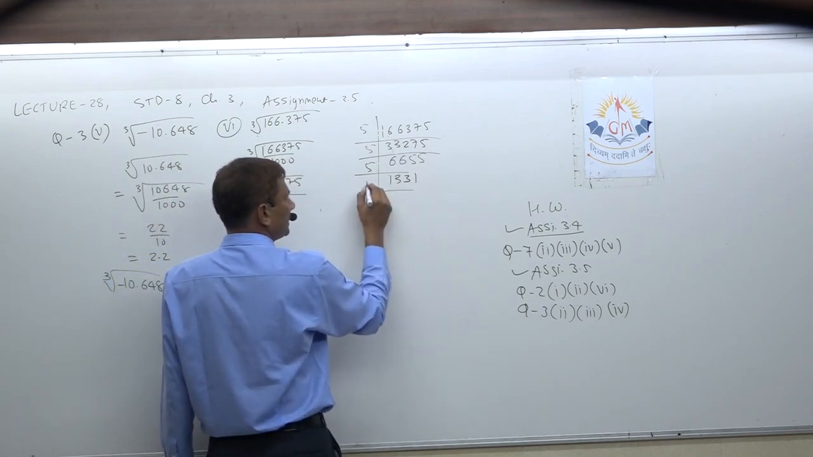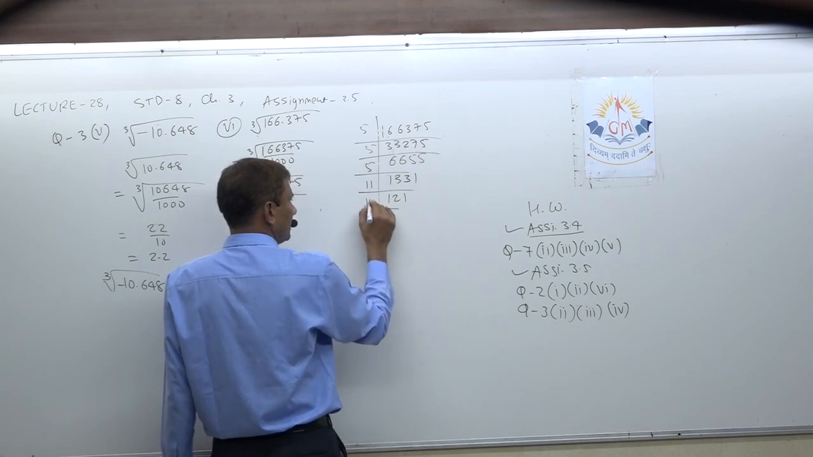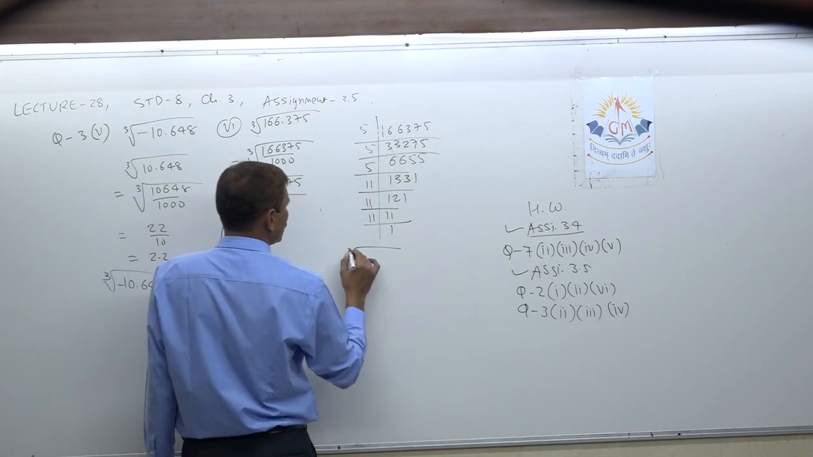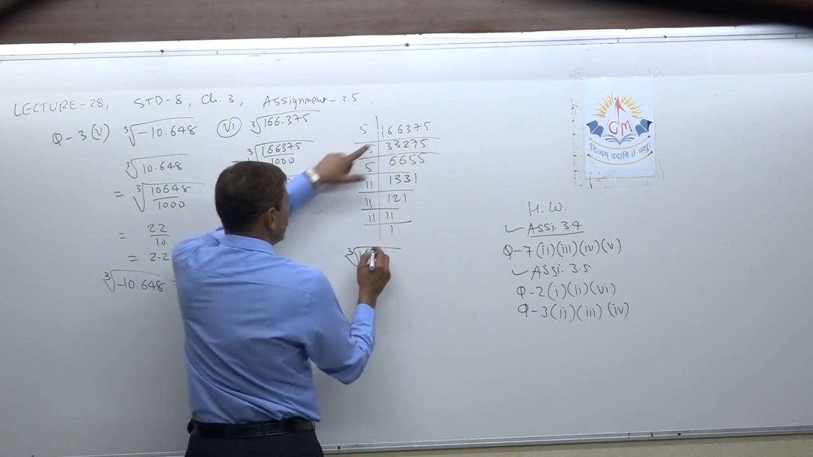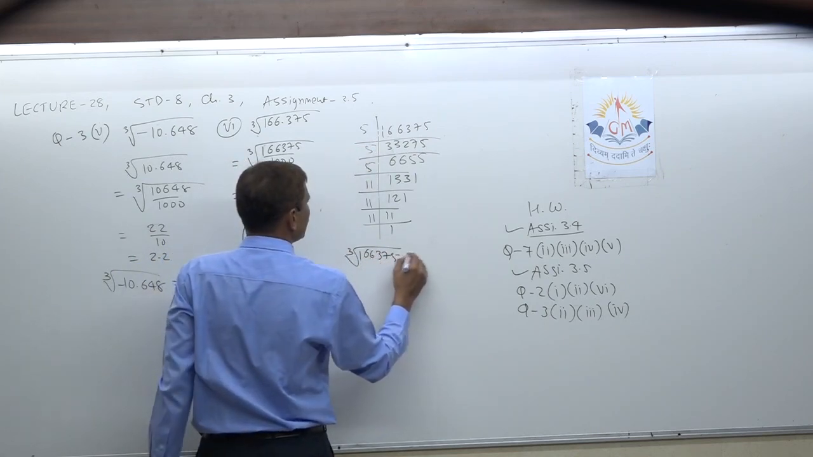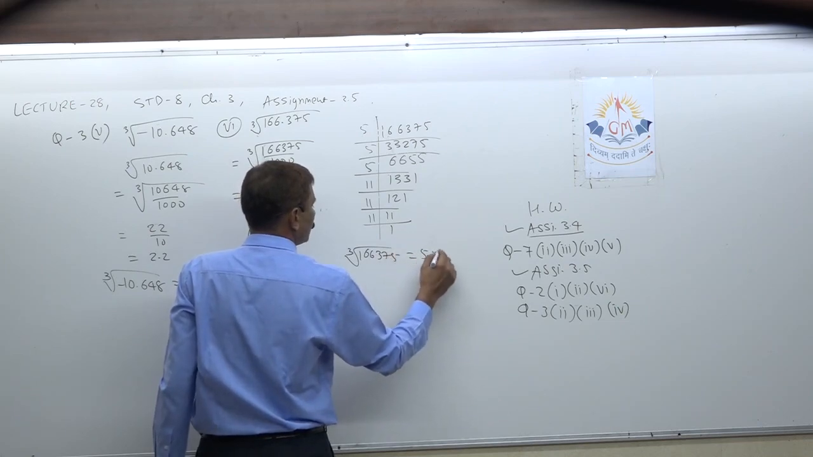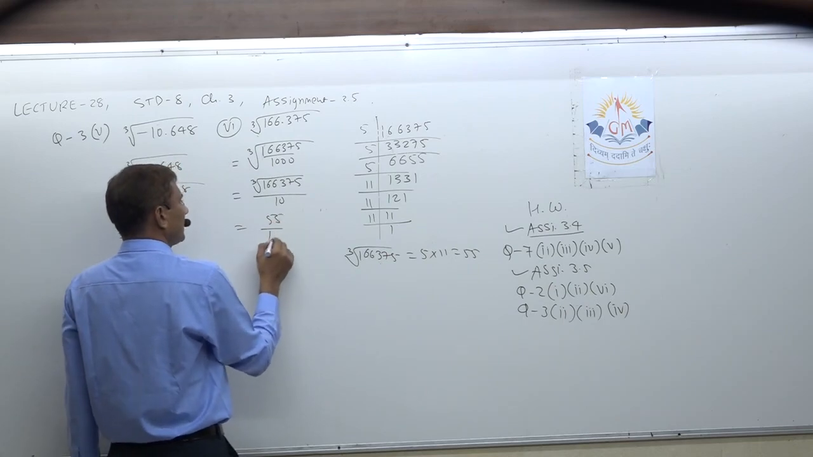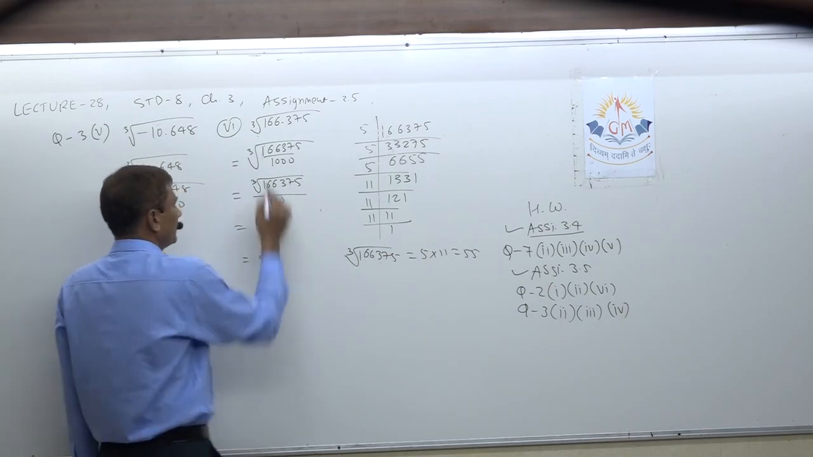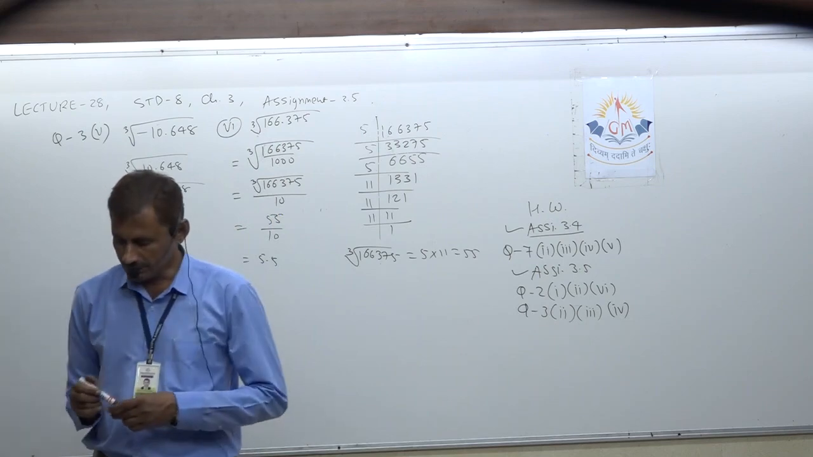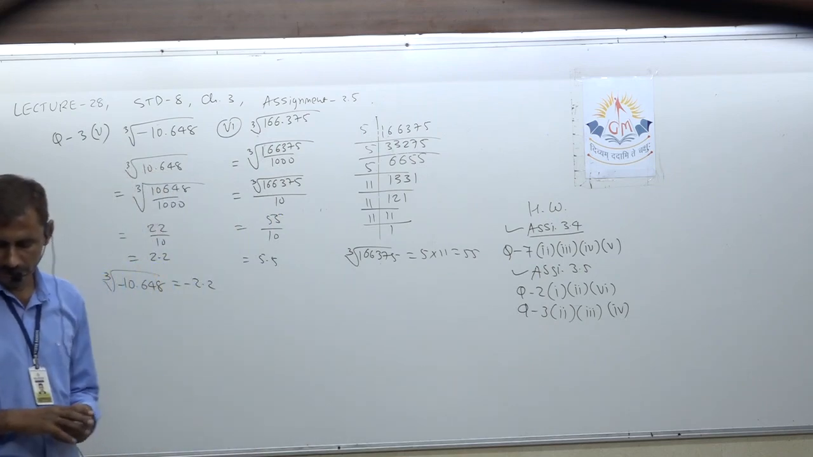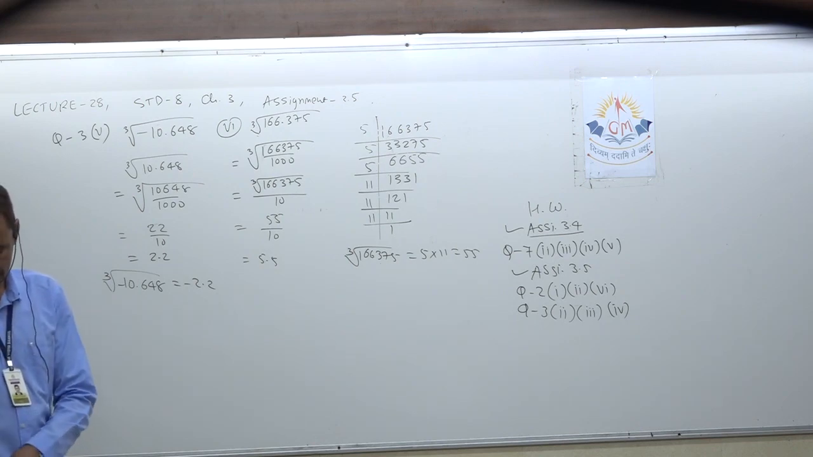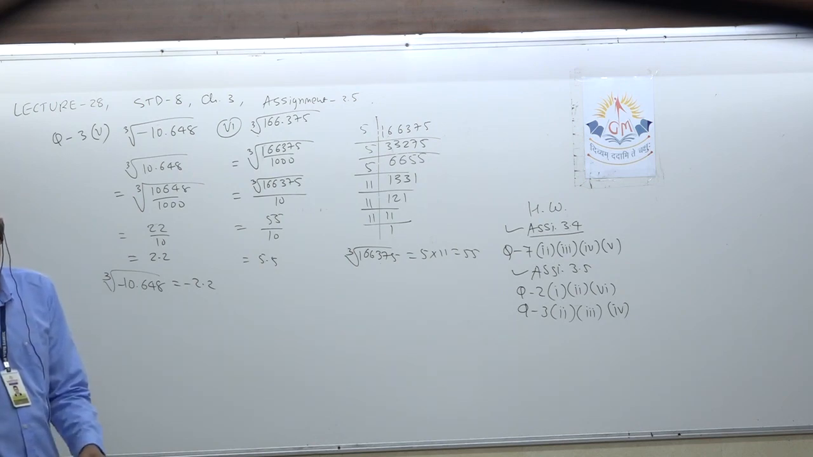Now we know that 11 into 121, 11 into 11, 11 1. So the cube root of the given number 166375 is equal to 5 into 11, 55. So write 55 here and 10 here. So it is 5.5. It is already positive, so the answer is positive. Okay. So 5.5 is the answer of the last one of main question number 3.